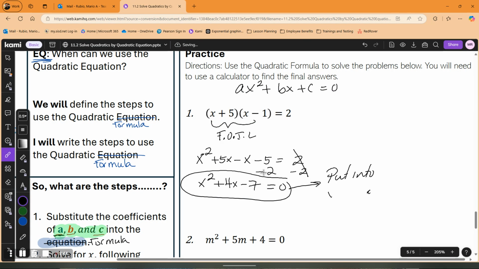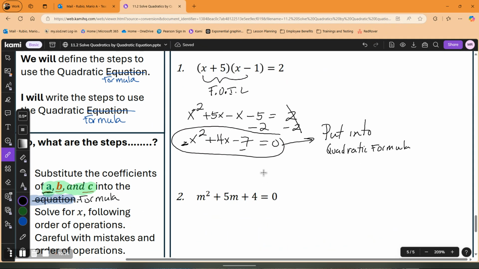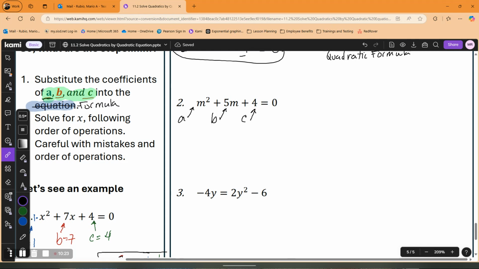Okay, it has to look like this. Your x squared terms, your x term, and your constants on one side of the equal, and 0 on the other side. If it doesn't look like that, you need to manipulate the equation to get it into this form. Then you take these and you're going to put 1, 4, and -7 into the quadratic formula. Number 2, it's already set up, so you just have to identify your A, your B, and your C, and substitute into the formula. Okay, number 3, take a look.